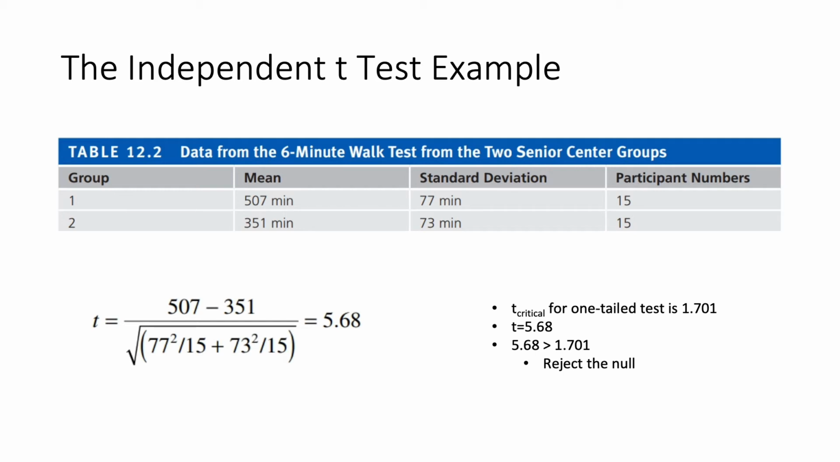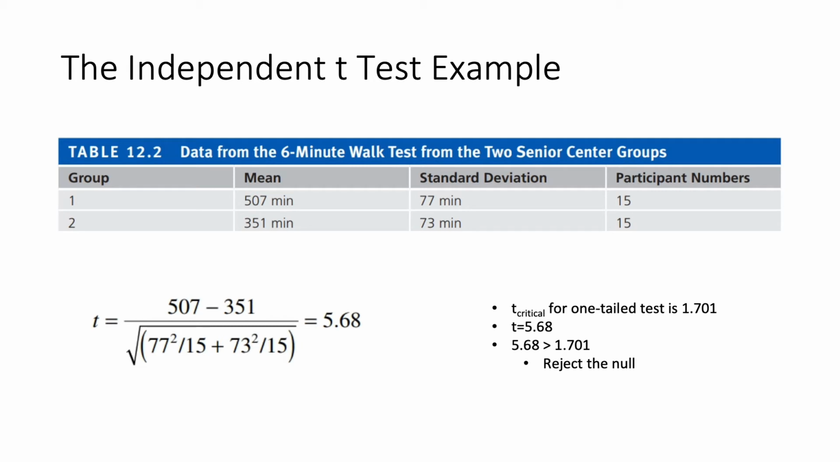Group 2, the mean is 351 minutes with a standard deviation of 73 minutes with the same number of participants. You use a one-tailed test because you are hypothesizing that one group will travel farther than the other. After calculating, you get a t-value of 5.68. The t-critical value for a one-tailed test is 1.701.